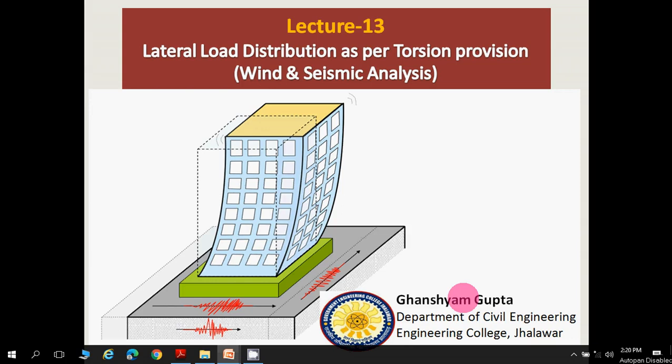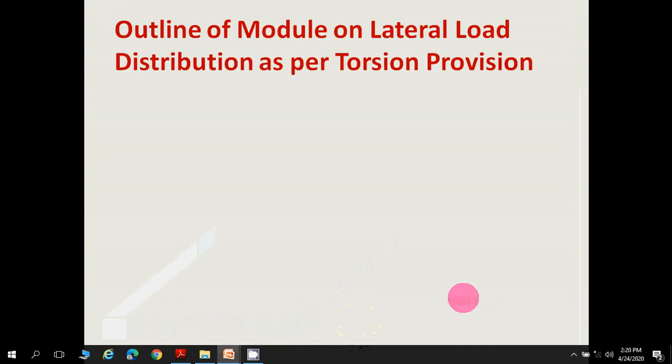Hi, welcome everyone to lecture 13 of the module on lateral load distribution as per torsional provision, of the subject wind and seismic analysis. In this module I have taken an example of a numerical problem which will be solved by using the method of lateral load distribution as per torsional provision.